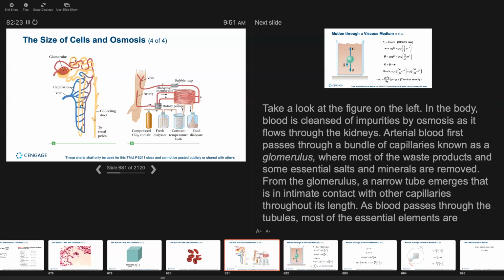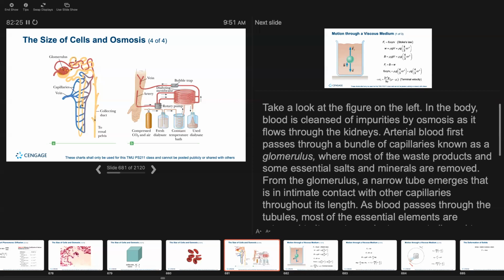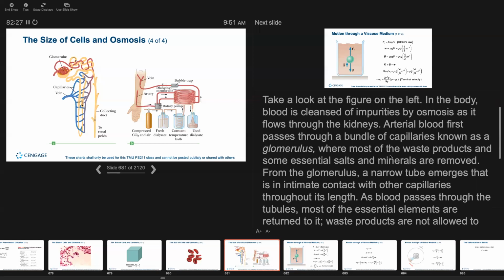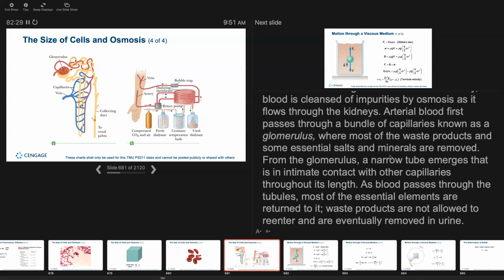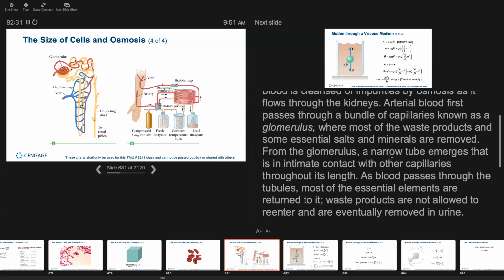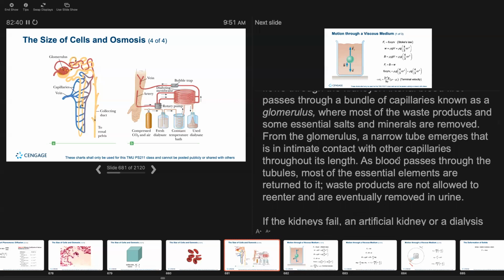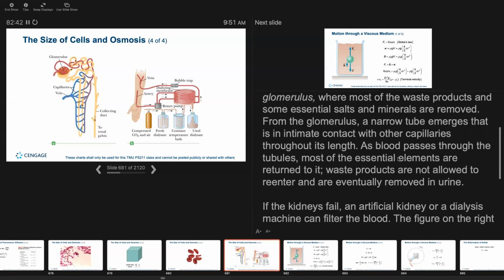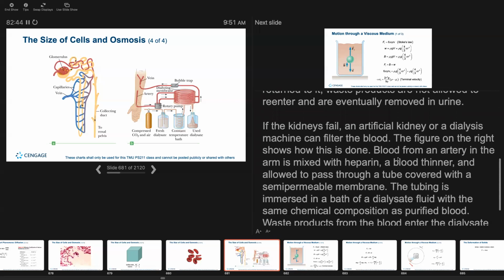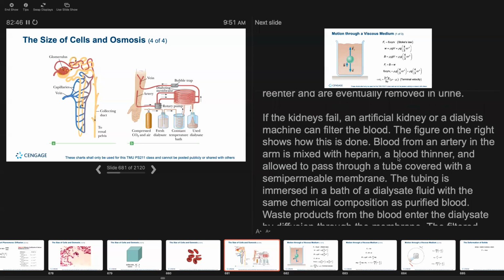From the glomerulus, a narrow tube emerges that is in intimate contact with other capillaries throughout its length. As blood passes through the tubules, most of the essential elements are returned to it, while waste products are not allowed to re-enter and are eventually removed in urine. If the kidneys fail, an artificial kidney or dialysis machine can filter the blood. The figure on the right shows how this is done.